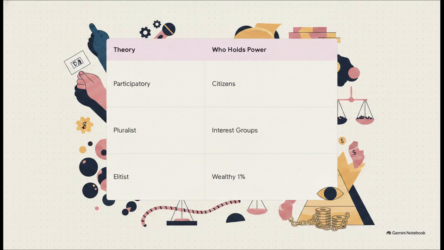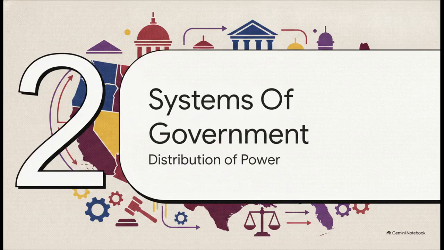So, what do you think? Which theory best describes the reality we actually live in? Trust me, political scientists are literally still arguing over this today. Moving right along to Section 2, Systems of Government Explained.